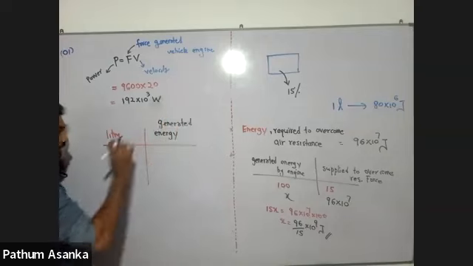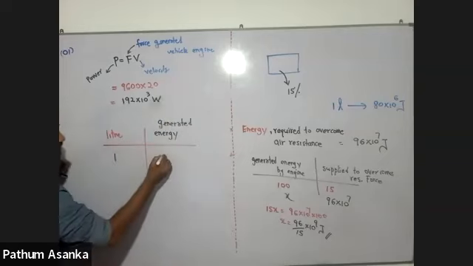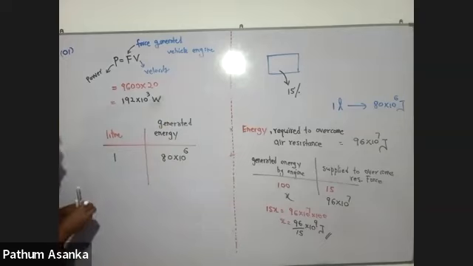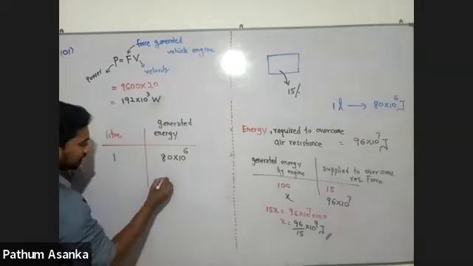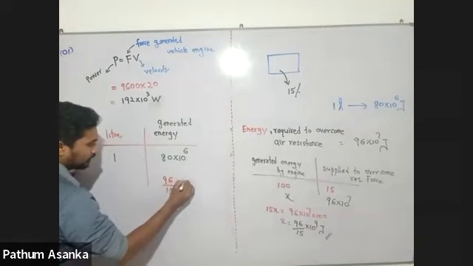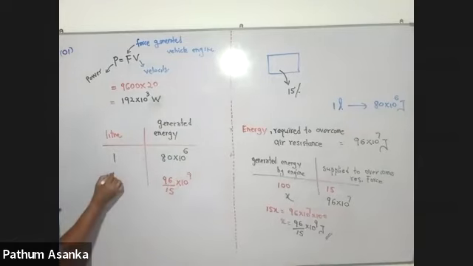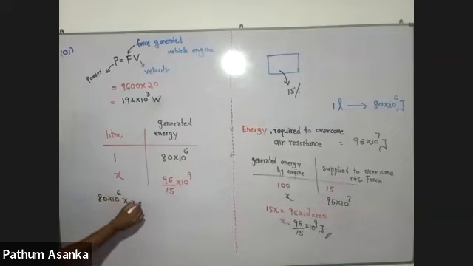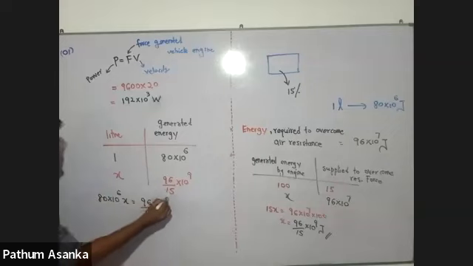According to the question, 1 liter is supplied with 80 megajoules. That means this much. Now how much do we need? We need 96 over 15 into 10 to the power 9. So how many liters can we get? This is the cross multiplication: 80 into 10 to the power 6 into x equals 96 over 15 into 10 to the power 9.